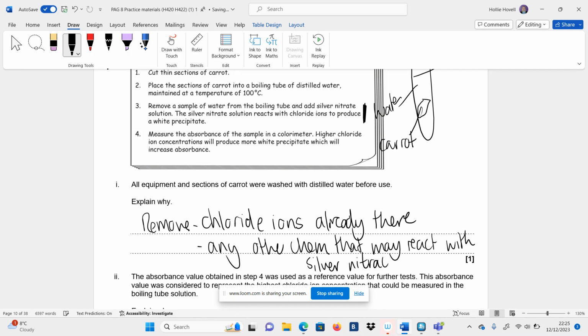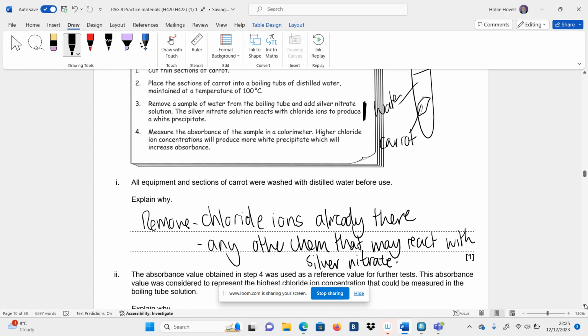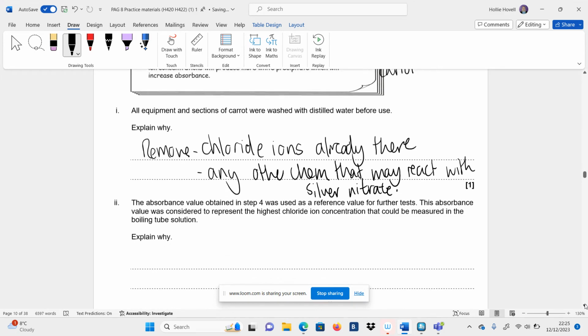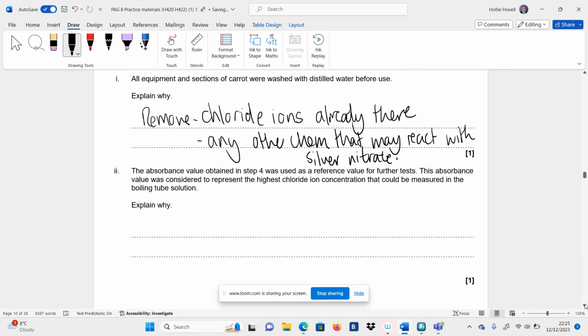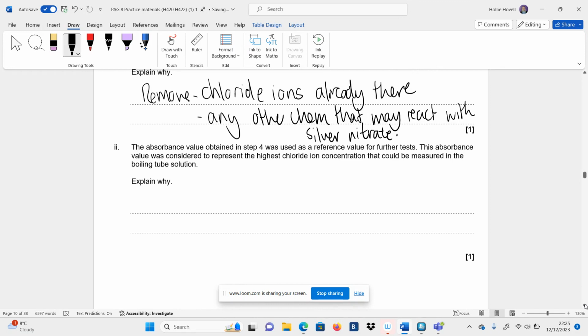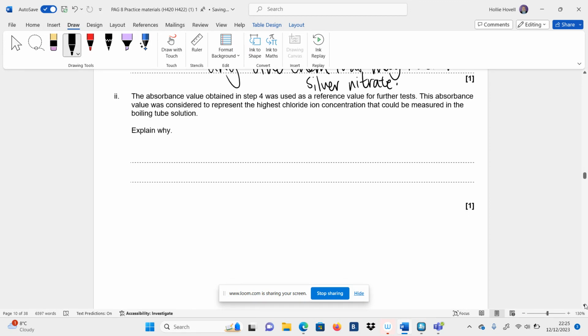Okay, you only needed to say one of those. It was only one mark. You could also say if it's contaminated, it would reduce the validity, because remember, validity, we only want to change one thing. If there was anything else in there, you're changing that as well. So it would reduce the validity of results. So contamination would reduce the validity of results would be a good thing to say as well.